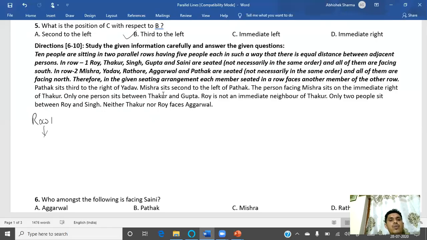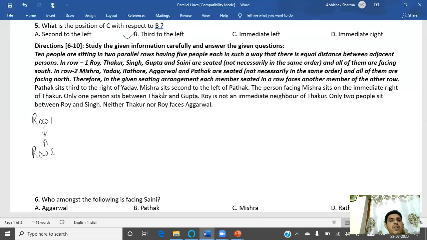Thereafter, in row 2, Mishra, Yadav, Rathod, Agrawal, Patak are seated and all of them are facing towards north. That means the person sitting in row 2 will be facing toward north. Therefore, in the given seating arrangement, each member seated in a row faces another member of the other row. Okay. So the statement is Patak sits third to the right of Yadav.